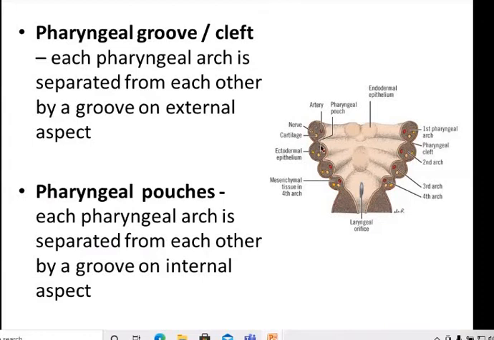These are the arches, 1, 2, 3 and 4, and each arch is separated externally by a groove that is known as the cleft, and internally by a groove which is known as the pouch. So this is the pharyngeal cleft, this is the pharyngeal pouch. On each arch, this is the mesenchyme, this is mesoderm, endoderm, ectoderm, and each arch has an artery. So there is a pharyngeal arch artery, you have already read, I think. It also has a cartilage, a muscle, and each arch has a separate nerve.